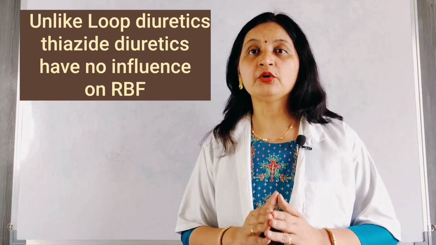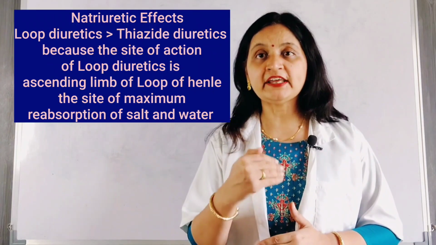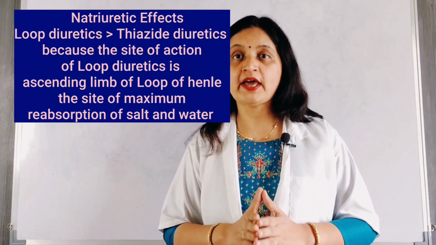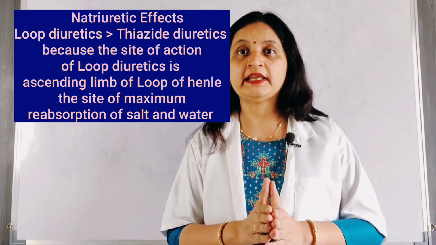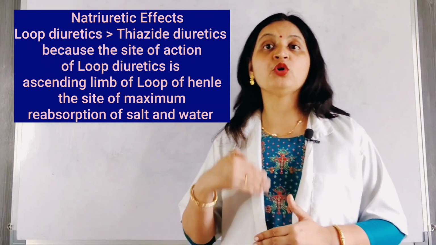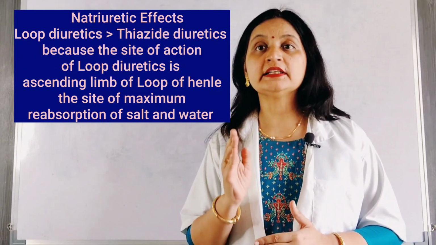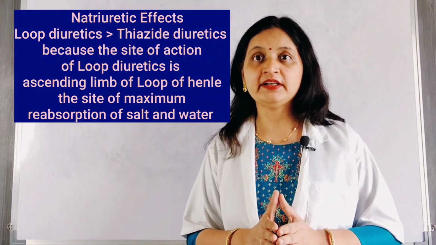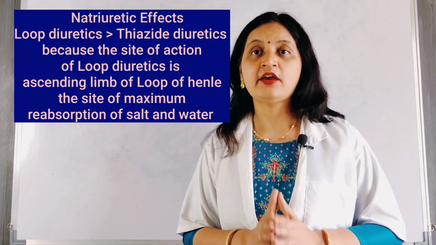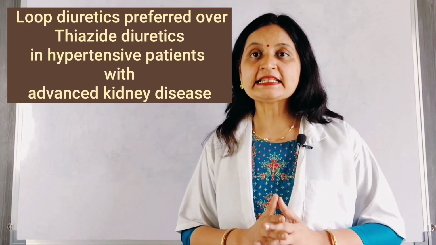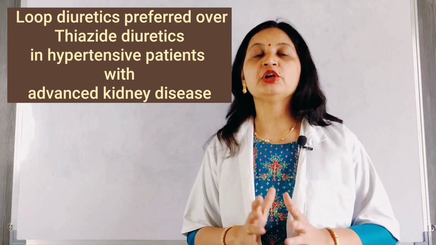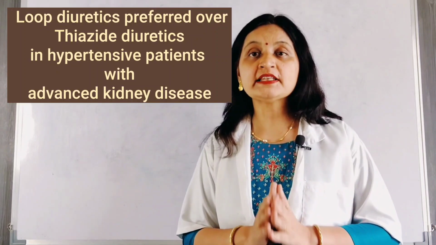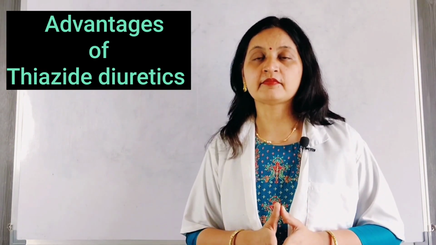Also, the loop diuretics are known to have a greater natriuretic effect compared to that of thiazide diuretics, and this is because the site of action of the loop diuretics is the ascending limb of the loop of Henle, whereas the thiazide diuretics act more distally. The action is on the distal convoluted tubule, and therefore the loop diuretics are especially preferred in patients with advanced kidney disease when the glomerular filtration rate falls below 30 ml per minute. Therefore, the loop diuretics are preferred over thiazide diuretics in the management of hypertension with advanced kidney disease or azotemia.